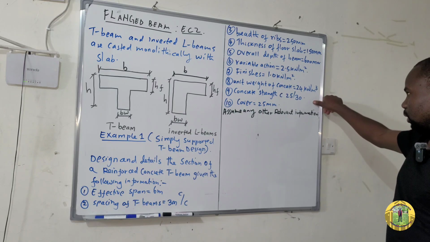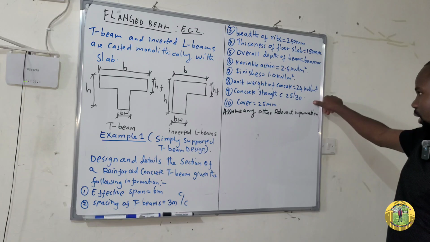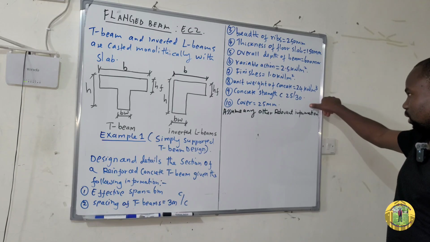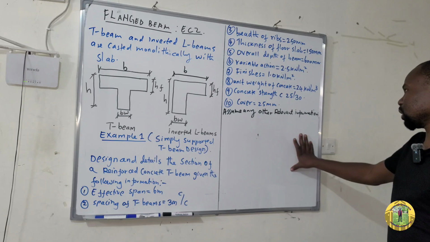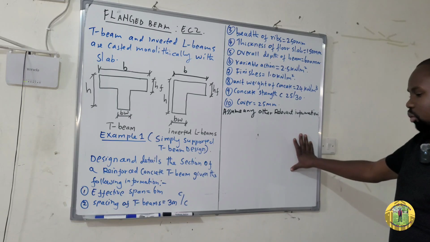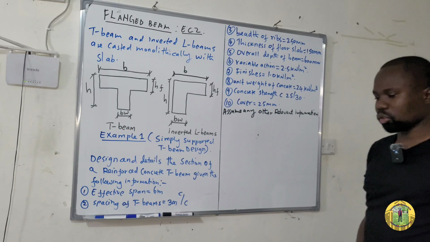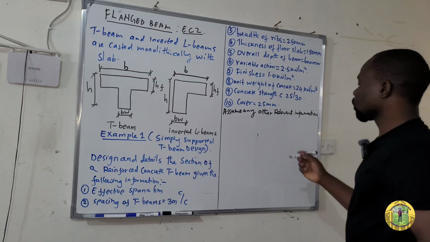Concrete strength C25/30. Then you have the cover is equal to 25 millimeter. And then assume any other relevant information. So let's see how you can solve such a problem. So solution.